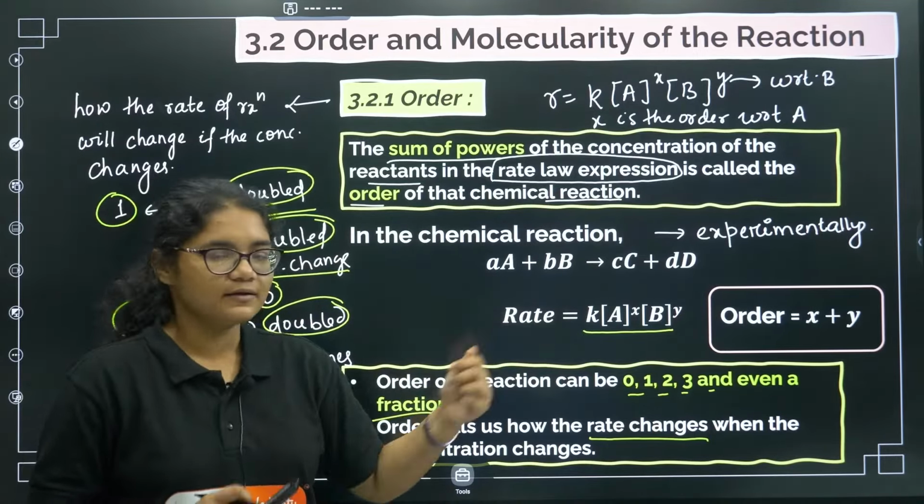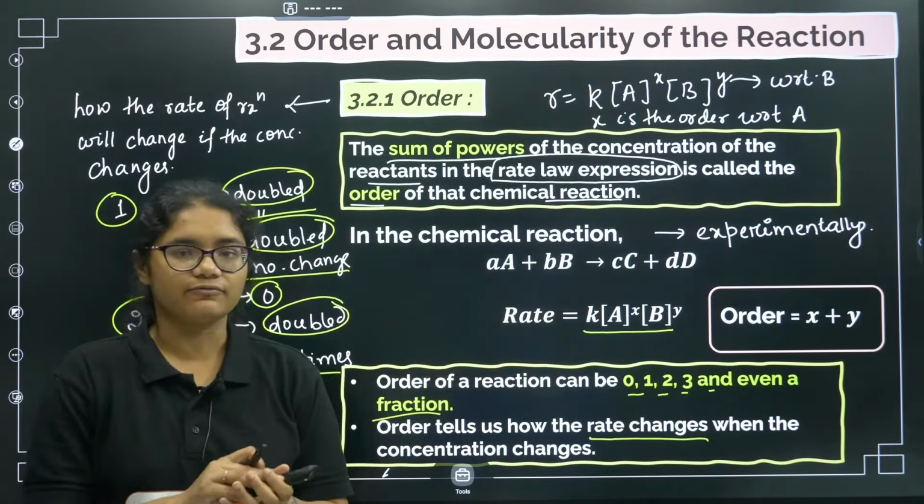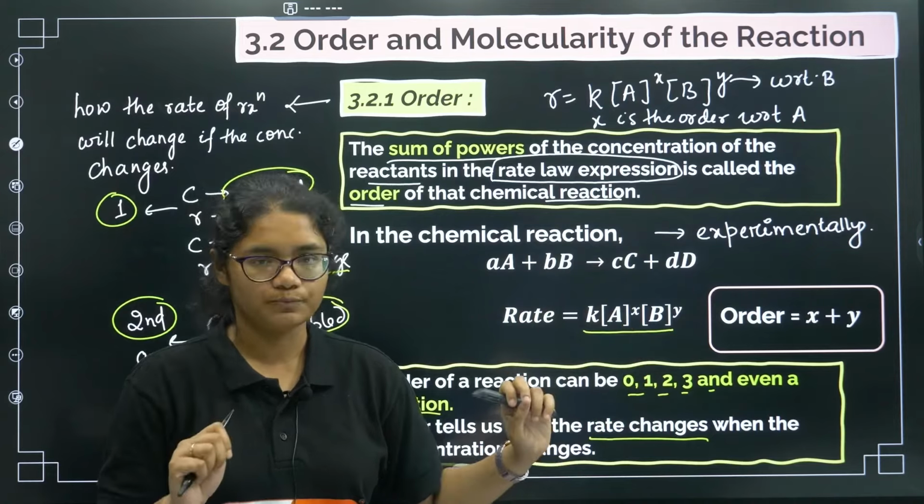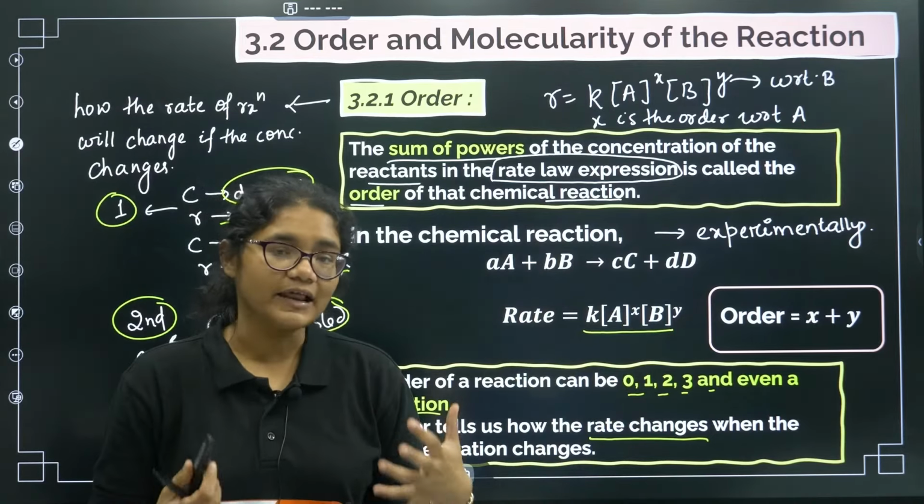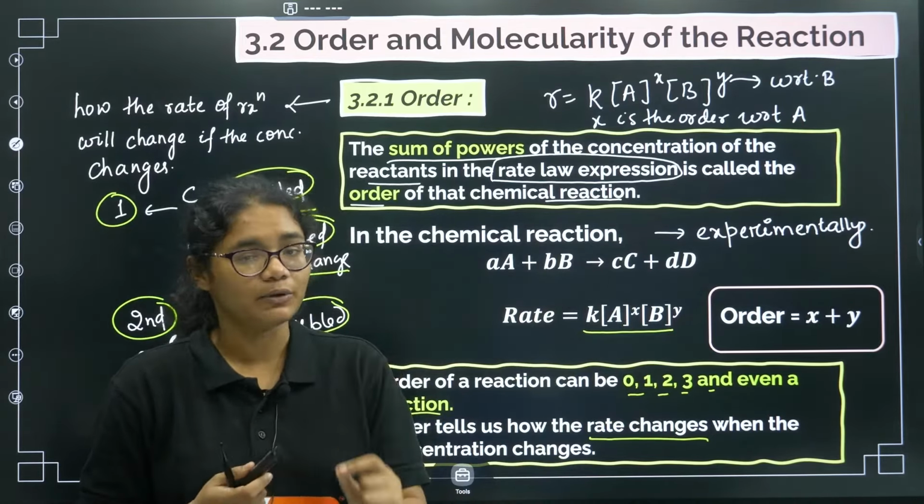If I change A but there is no change in rate, then I can say that with respect to A, the reaction is 0 order. If I double A and I observe that the rate has also become double, then I can say that with respect to A, the order is 1. If I have doubled the concentration of A and the rate has become 4 times, then I can say that with respect to A, the order is 2. So how can I tell the order of the reaction? That is by doing an experiment.